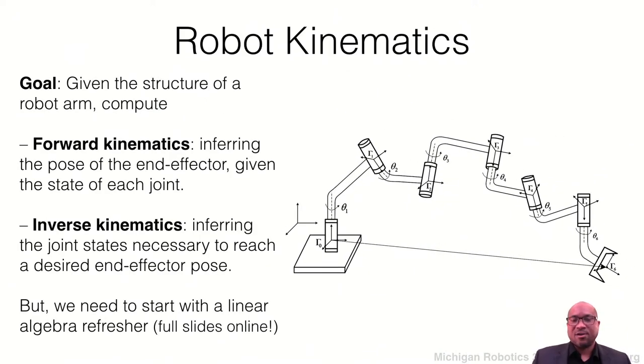What we're moving to is a major section of the course where we're given the structure of a robot arm, and we want to compute a number of things. First, forward kinematics: we infer the pose of the end effector, given that we know the state of each joint as well as the kinematic structure. Later we'll cover inverse kinematics: given where we want the end effector, the gripper, to be, how can we compute the joint states? Where does every joint need to be posed in order to make this happen?